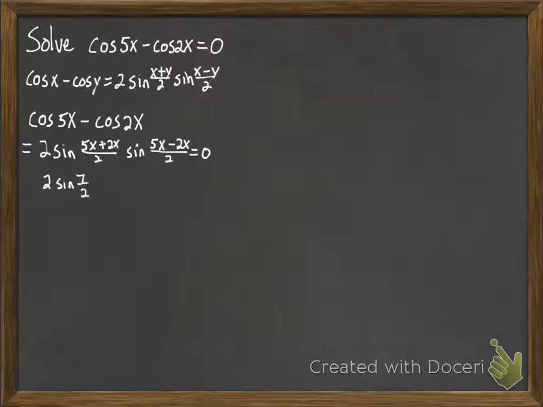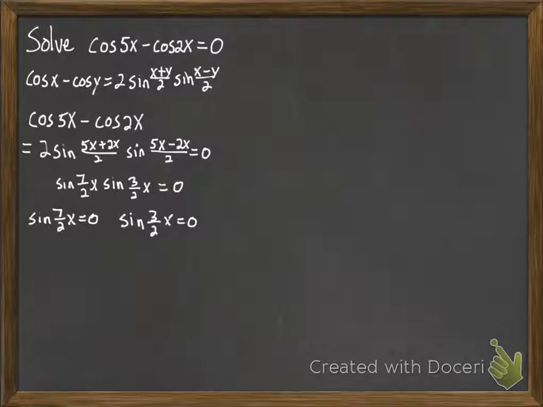Do a little bit of simplifying. We get 2 sine of 7/2 x times sine of 3/2 x equals 0. Well, the 2 that's over there, we can just get rid of by dividing by it. And now, by Zupf, we got it: sine of 7/2 x equals 0, or sine of 3/2 x equals 0. Now we set about solving those two equations.